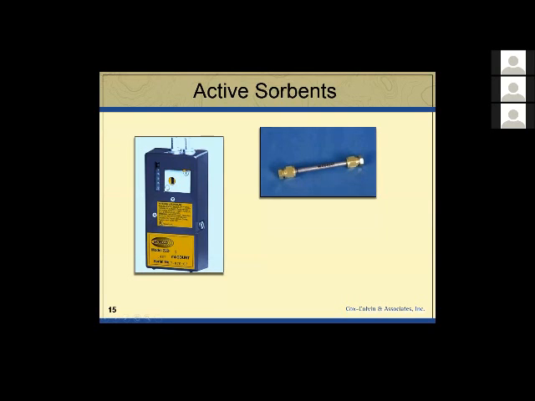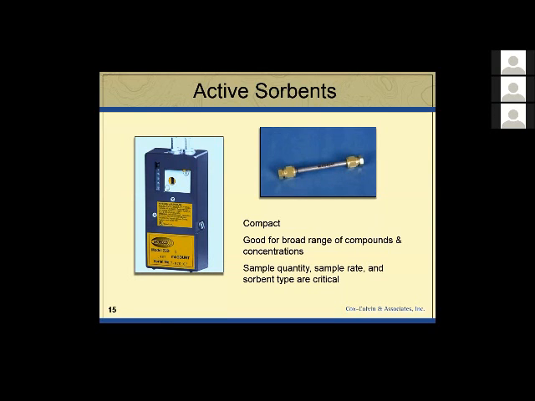So a passive sorbent, you don't know how much air it represents. They're compact. They're good for a lot of compounds, including some heavier things and some of the lighter SVOCs, which a Summa canister wouldn't sample. But it's fairly critical. You have to have some idea what you're sampling, what the concentration is, et cetera. You have to pull at the right rate, or you'll get a lousy sample. So you have to have a fair amount of expertise and knowledge before you go in using one of these.